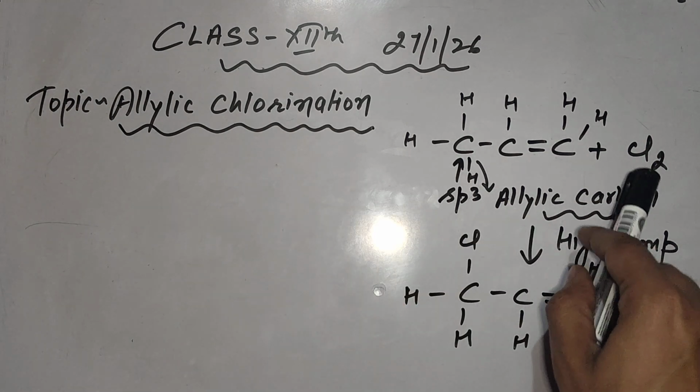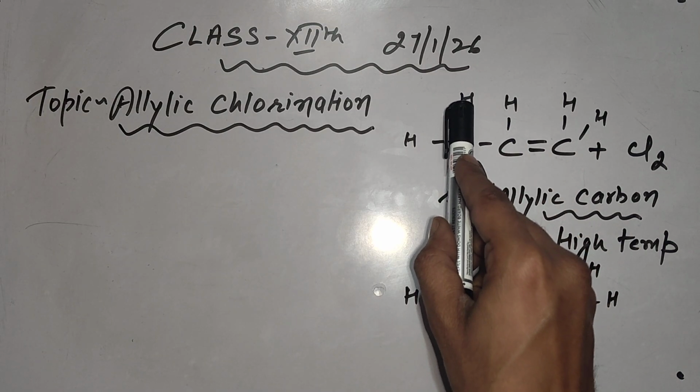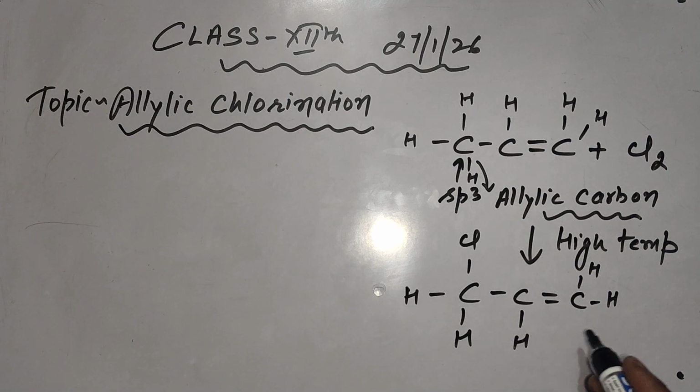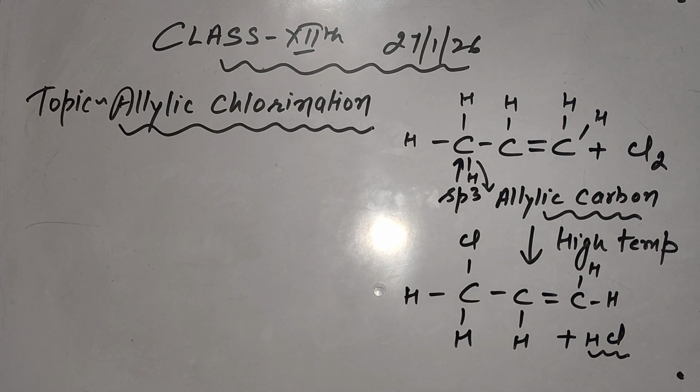As a side product, one chlorine atom is joined with carbon and the hydrogen is substituted. That substituted hydrogen will react with another chlorine atom and HCl will be the side product. This is known as allylic chlorination.